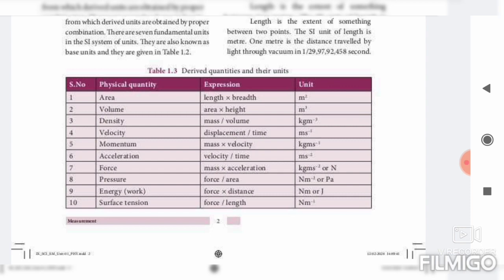Acceleration, change in velocity divided by time. The unit is meter second power minus 2. Next, force equal to mass into acceleration. The unit is Newton. Pressure equal to force by area. The unit is Pascal. And energy, force into distance. The unit is Joule. Surface tension, force by length. The unit is Newton meter power minus 1. Just revise these formulas.